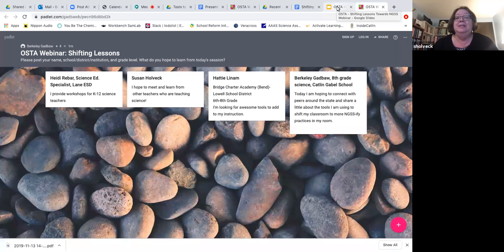from Pendleton has introduced herself through the chat. So that's another way that you could do that if you're having trouble getting onto the Padlet. That way we can practice using that tool as well.